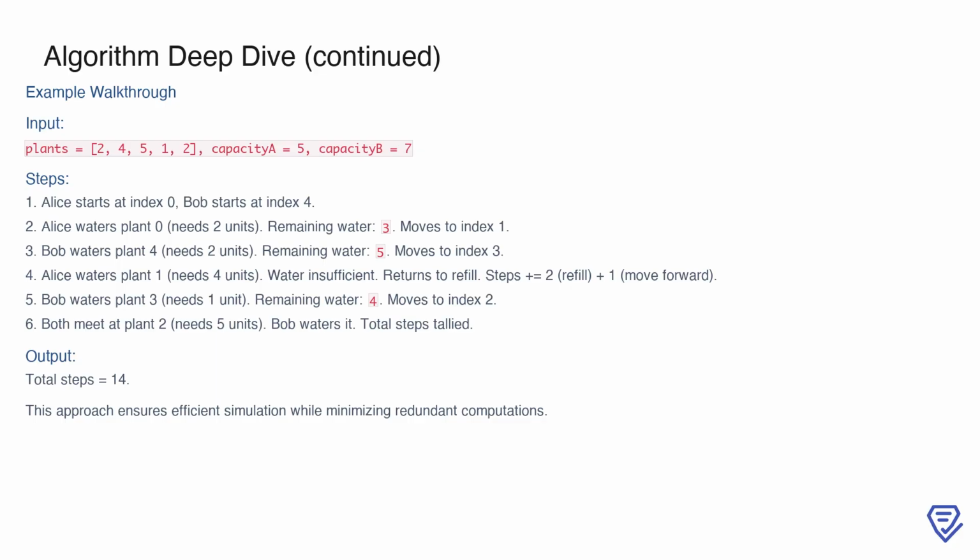Next, Alice reaches plant 1, which needs 4 units. Since her remaining water is insufficient, she returns to refill, adding 2 steps for the round trip and 1 step to move forward again. Meanwhile, Bob waters plant 3, which needs 1 unit, and moves closer to the center. Finally, both meet at plant 2, which requires 5 units. Bob has enough water to handle it, so he does, and the total steps are tallied. By following this process, we calculate the total steps taken as 14. This example highlights how the algorithm efficiently handles both regular and edge cases while minimizing redundant computations.